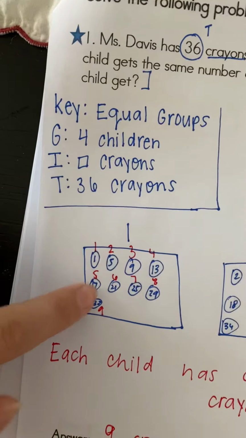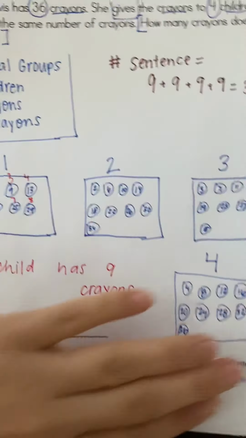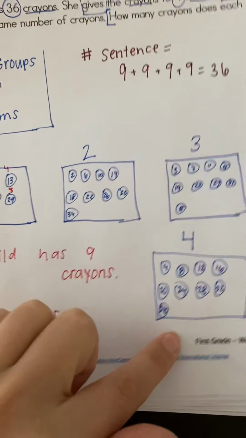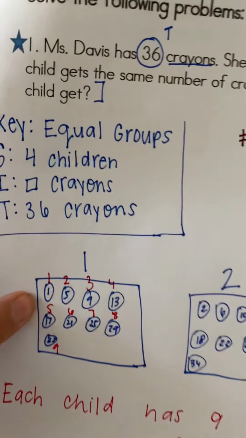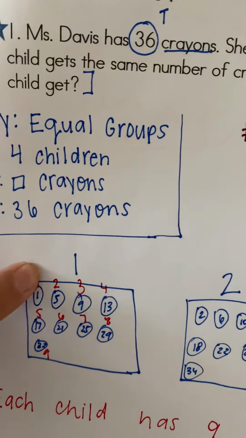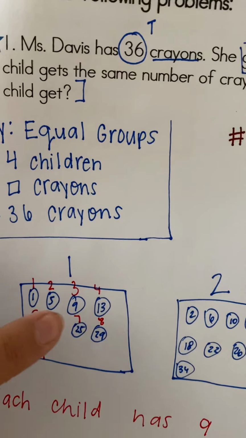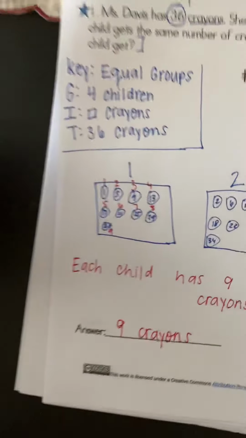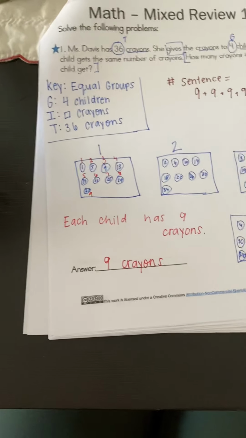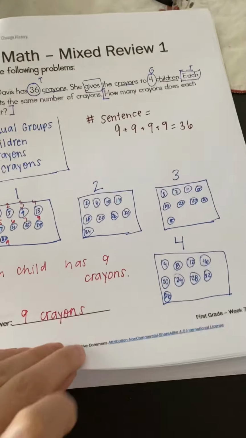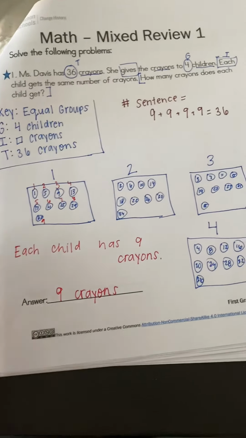And then I demonstrated here how once I dispersed all 36 items into groups, I went back and labeled my counting. So I went 1, 2, 3, 4, 5, 6, 7, 8, 9. And that's how I figured out how many crayons were in each group. I hope that this makes sense. Let me know if you have any questions.